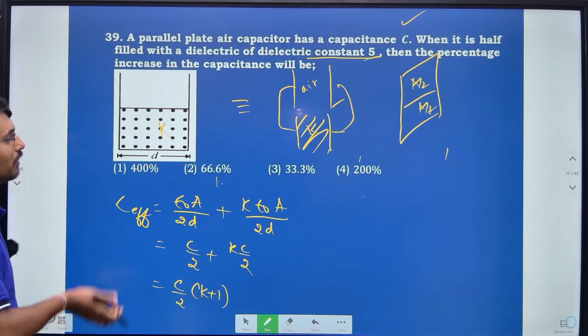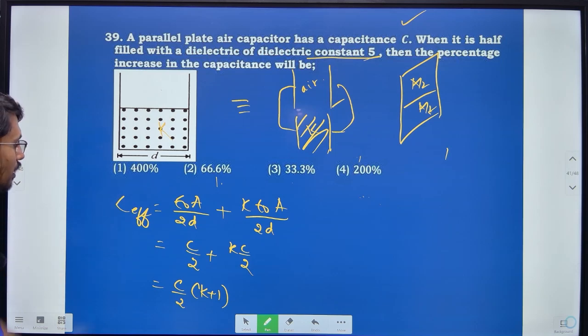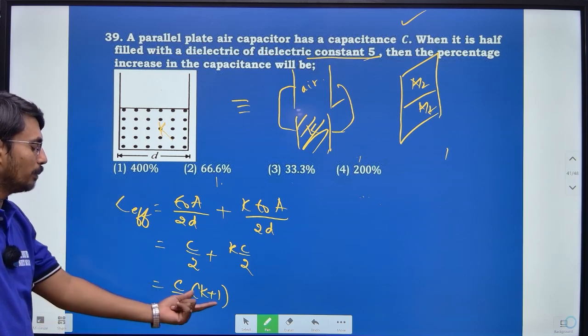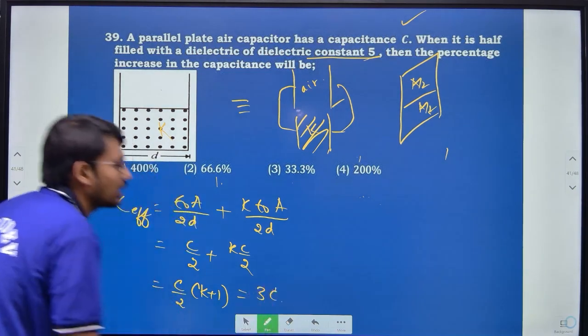So that is the effective capacitance. What is the value of K here? The value of K is 5, so (5 plus 1) divided by 2. 5 plus 1 is 6, and 6 by 2 is 3. Therefore the effective capacitance is thrice the C.